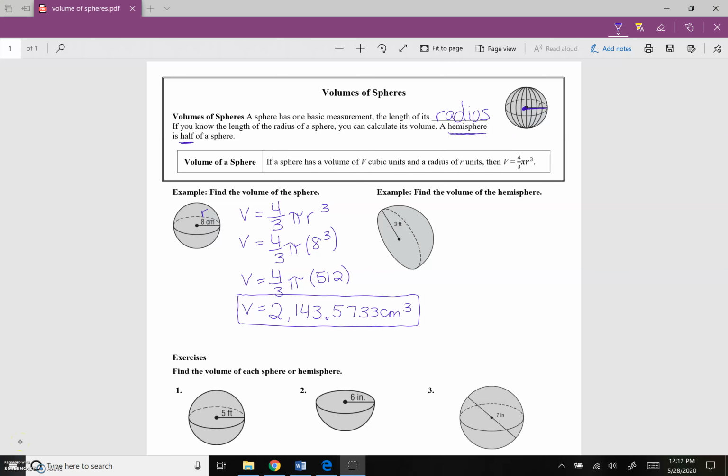Now let's take a look at example 2. This one is the hemisphere. It's the half circle, or half the ball. And so what we're going to do is we're going to find our volume the exact same way, and then before we're done, we're just going to cut our volume in half because it's only half of the shape. So we're going to start with our same equation.